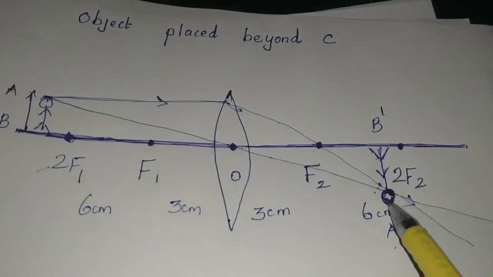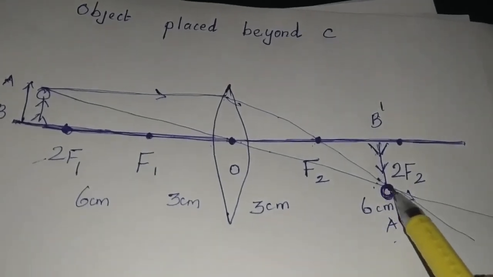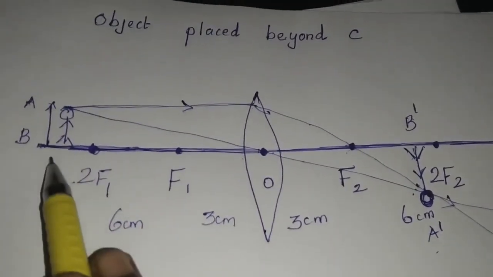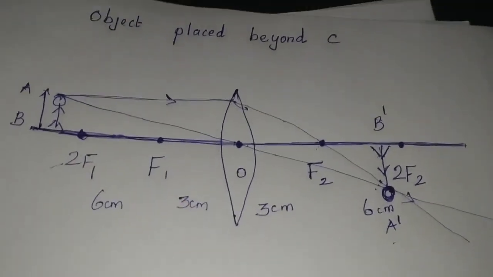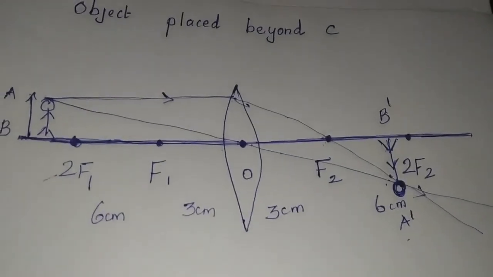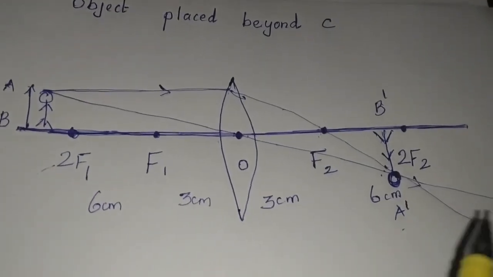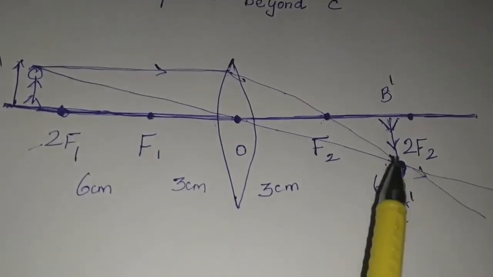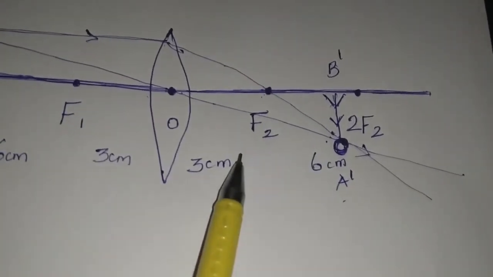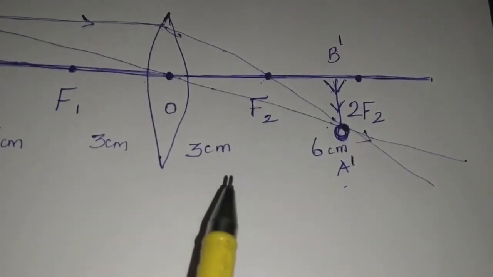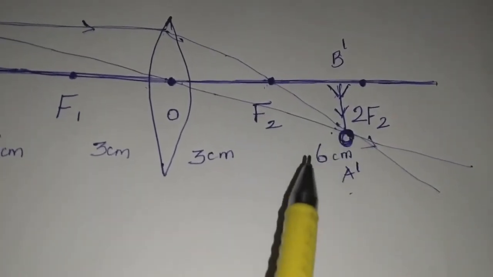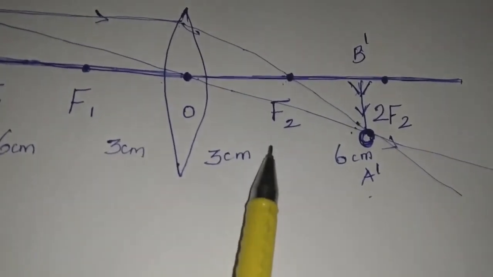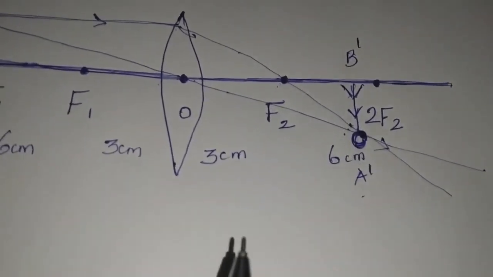See here, the image is given as inverted when compared to AB. AB is nothing but the object. And also the image is diminished. Students, as you can see, the image is formed between F2 and 2F2. So the position of the image formation is also important. The image is formed between F2 and 2F2.